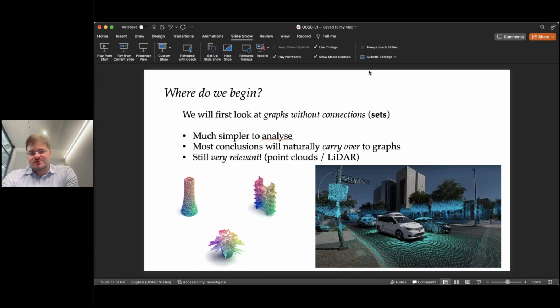Most of the conclusions we make will very naturally carry over to graphs. And even though you're only studying graphs, only sets, it is still a very relevant task. So if you have to do anything in computer vision that relates to point clouds or analyzing LiDAR data in, say, self-driving vehicles, as in this Waymo demo on the bottom right, you very often have to deal with sets of points or sets of nodes. So even if we just focus on sets, we're still solving a relatively important problem.